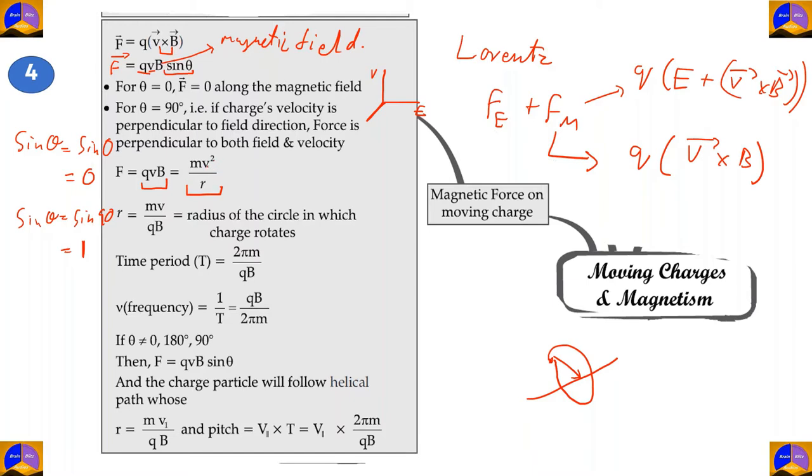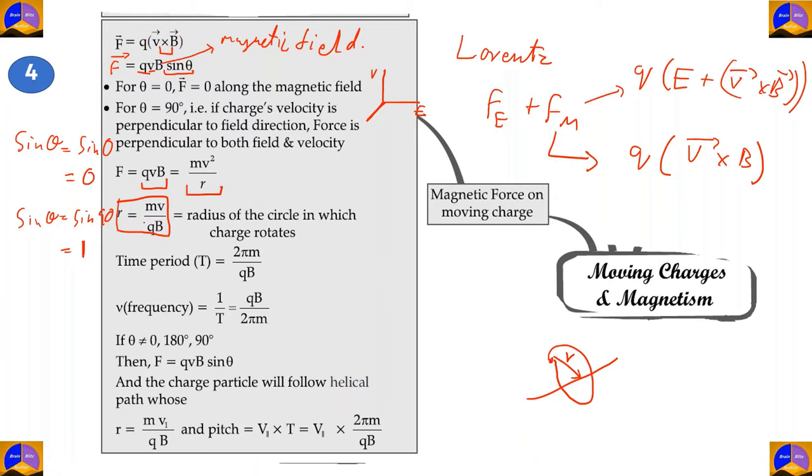And upon further simplification, you get R, which is the radius of the circular path, R is equal to MV by QB. M is the mass of the material, V is the velocity that it undergoes, Q is its charge, and B is the magnetic field in which this rotation takes place.